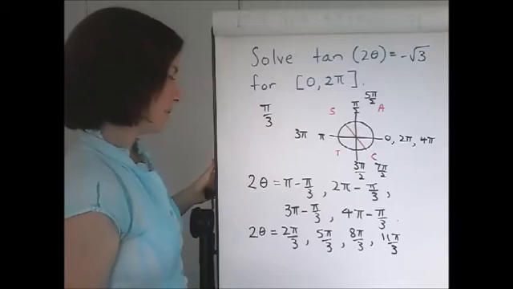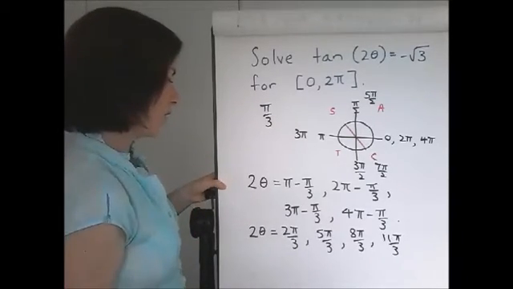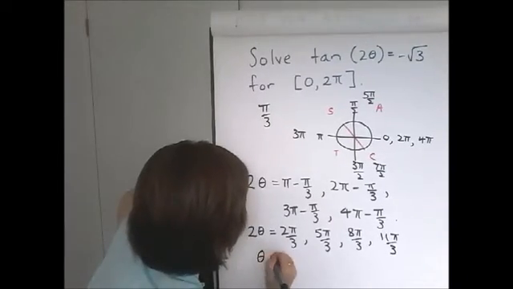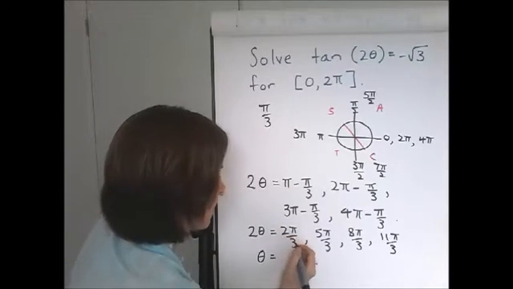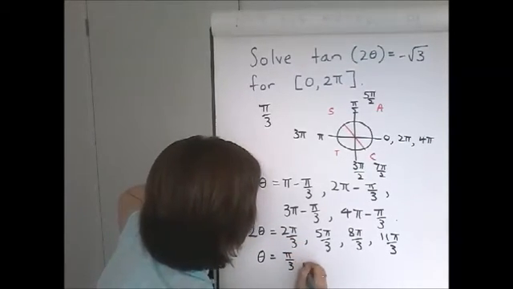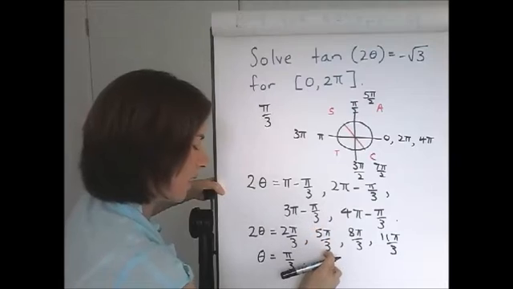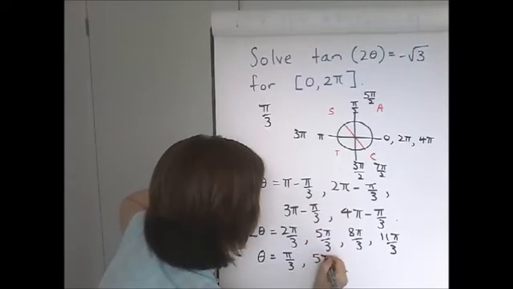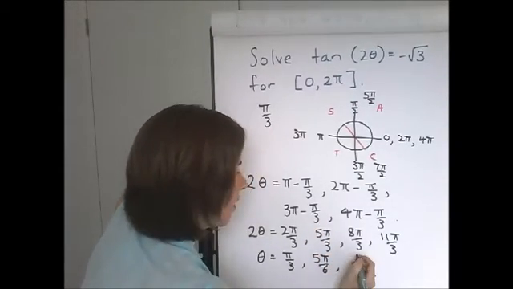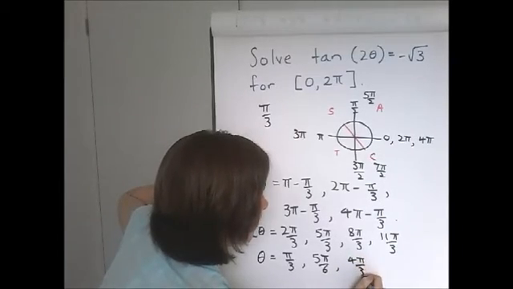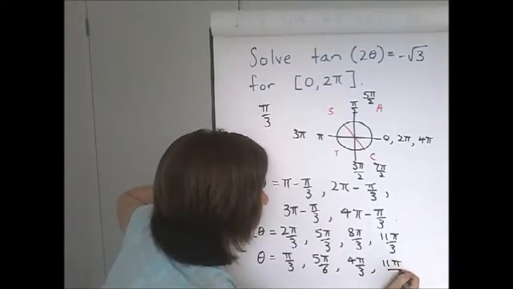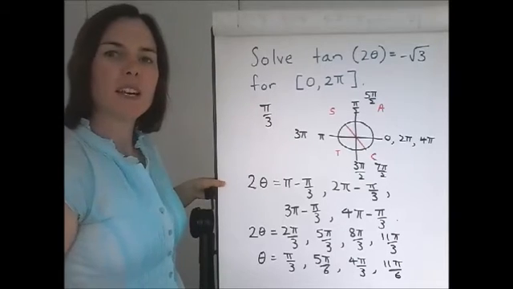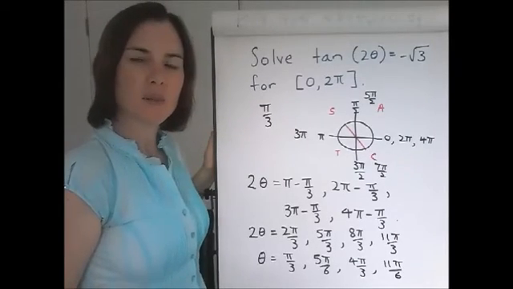And the final step is to divide by 2 to give us what theta is. So divide this by 2, it will be pi over 3. Divide this by 2, it will be 5 pi over 6. 4 pi over 3. And 11 pi over 6. There are your 4 solutions, and that's what you were asked for.